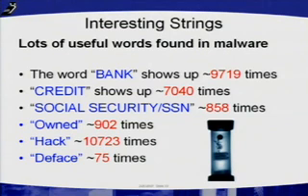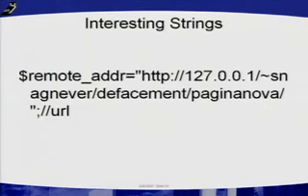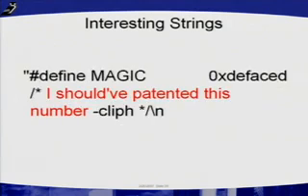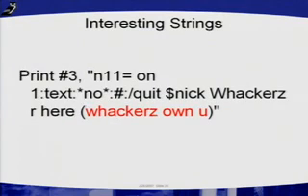Obviously, these are the kind of things that show up a whole bunch. Bank, social security numbers, credit card. So one of the trends we've noticed is the financial motivation behind malware is growing quite a bit. So just interesting URLs. I thought this was kind of funny. I don't know if you can patent that, but it might be worth a shot.